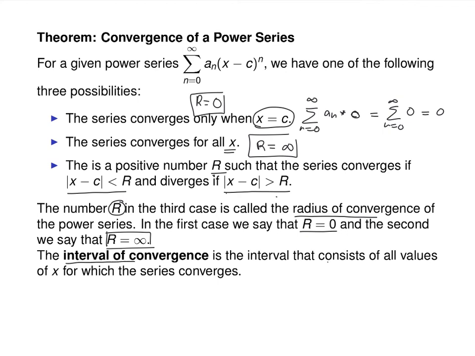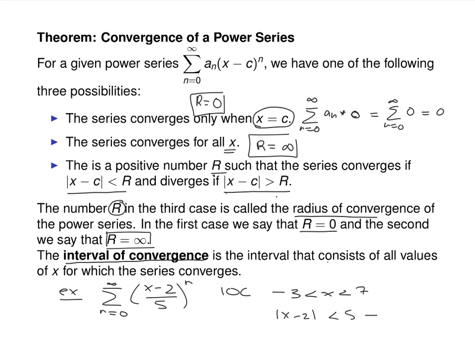Now, the interval of convergence is the interval that consists of all the values of x for which the series converges. So, for example, in this sum from n equals 0 to infinity of (x minus 2 over 5) to the n, the interval of convergence would be -3 to 7. For the radius of convergence, we got that the absolute value of x minus 2 had to be less than 5. That 5 is the radius of convergence.